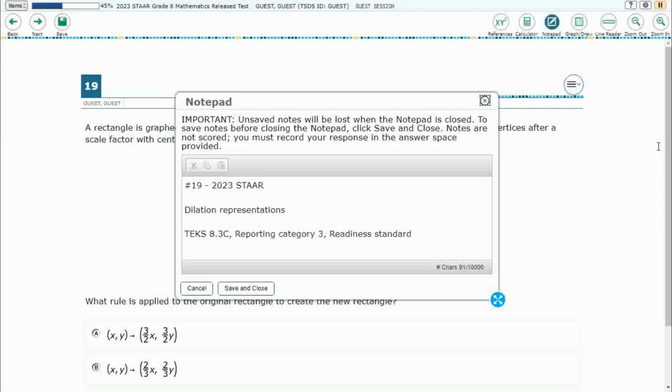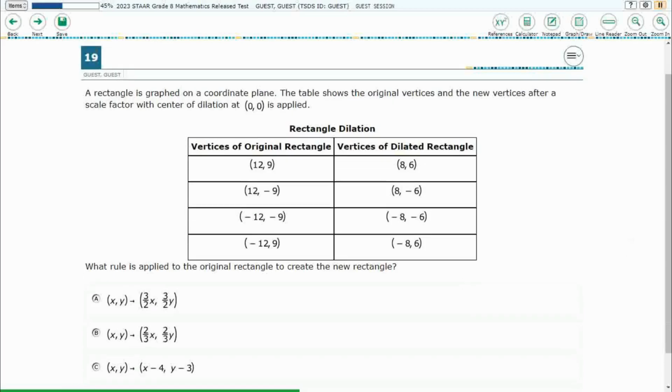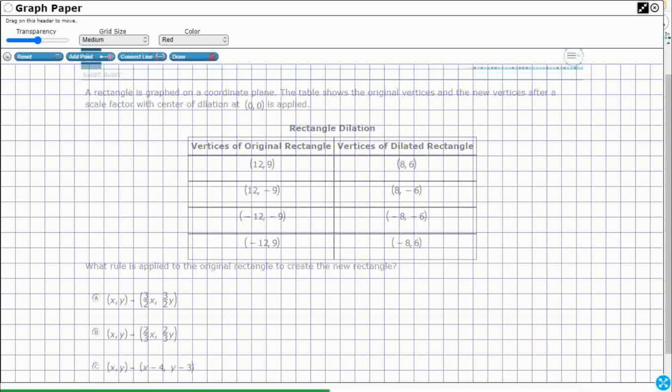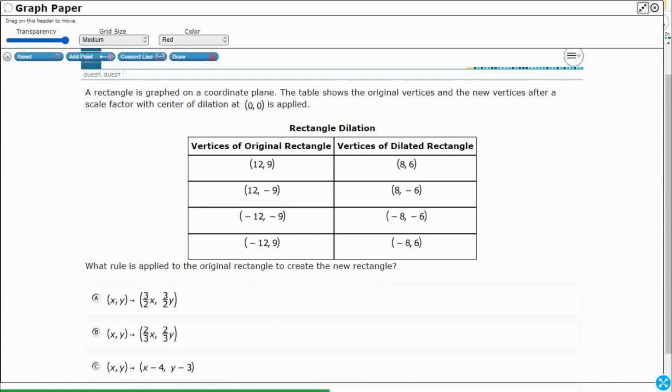For number 19, we are looking at dilation representations. This is a readiness standard in reporting category 3, TEKS 8.3C. So we have a rectangle that is supposedly graphed, but we don't have a visual representation of it. And so let's first draw a picture of this. We don't need to graph it totally. We can just kind of eyeball it here.